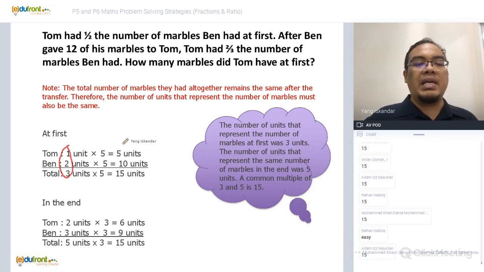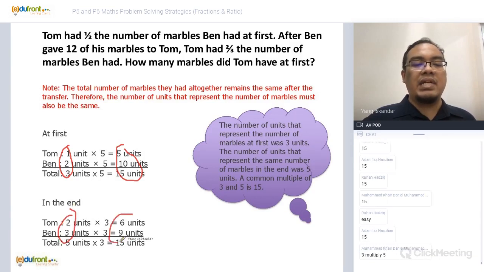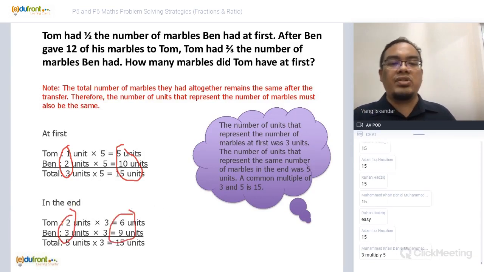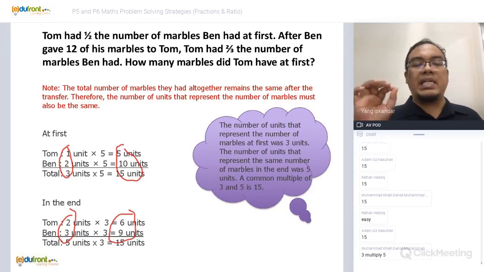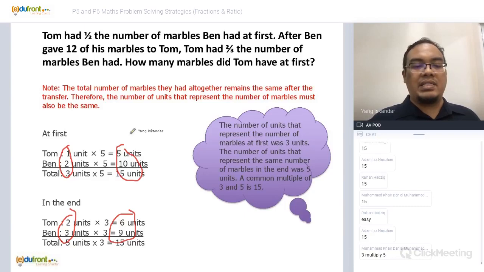1:2 becomes 5:10. These are equivalent ratio. Likewise here, 2:3 becomes 6:9. Right? These are all equivalent ratio where they come in pairs. They are connected. Okay? So after this, we are going to analyze.